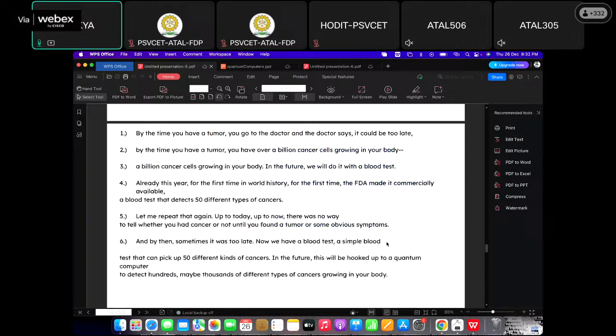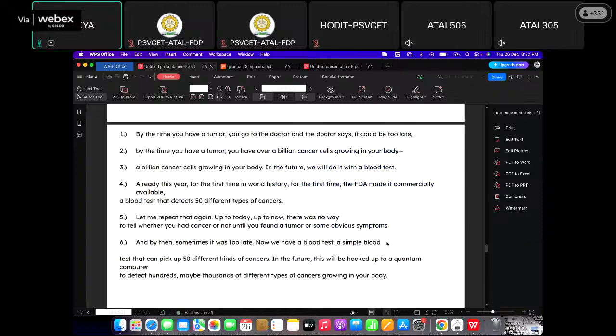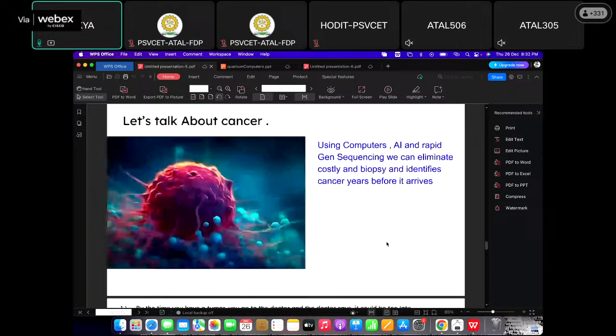Let me repeat that. Up to now, there was no way to tell whether you had cancer or not until you found a tumor or some obvious symptoms. And by then, sometimes it was too late. Now we have a simple blood test that can pick up 50 different kinds of cancers. In the future, this will be hooked up to quantum computers to detect 100, maybe 1,000 different types of cancers growing in your body. So with the help of quantum computers, you can solve the errors of cancer and Alzheimer's.